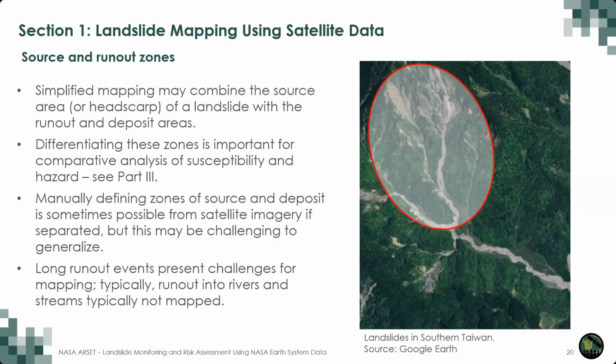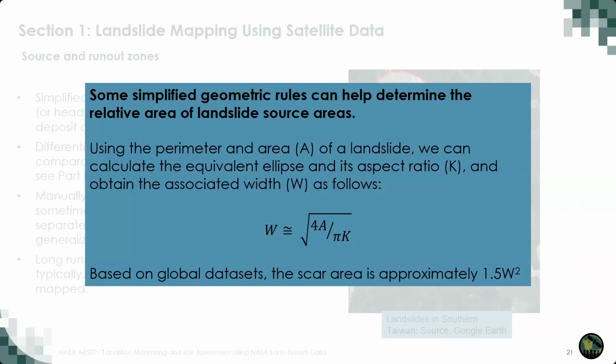And so to generalize this process, we would want to think about some simplified geometric rules. A number of studies have demonstrated a rough estimate in which the perimeter and the area of a landslide can be tools with which we can estimate the aspect ratio of a landslide and then determine a rough estimate for the scar. Using the scar area, we can estimate what proportion of the overall mapped landslide is made up of a scar. So I'm going to go over that briefly here.